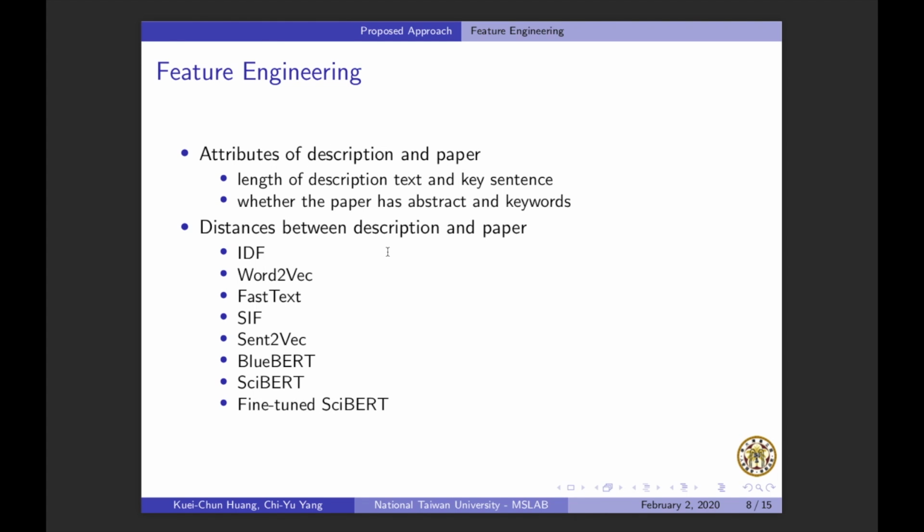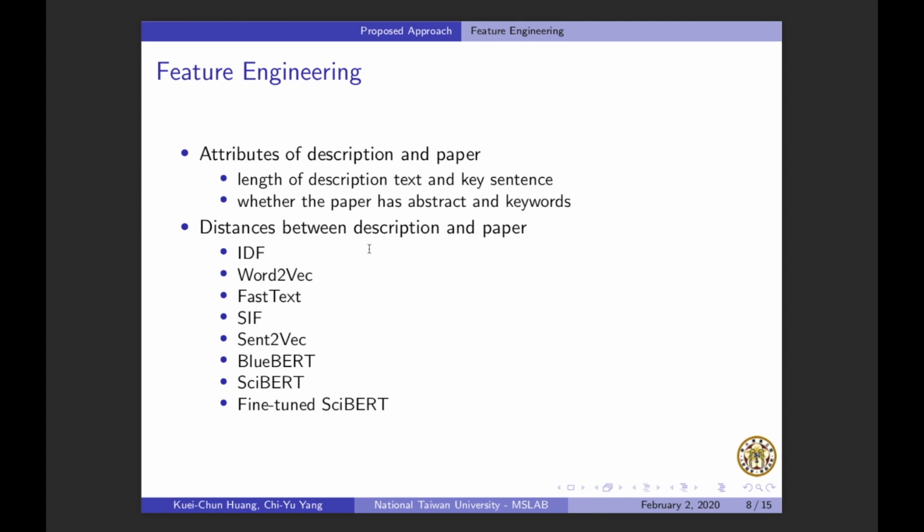Next, we move on to feature engineering. In this task, we are asked to find the most mentioned papers for each description. Therefore, the distance between description and paper must be quite important for the model to learn. However, we still employ 2 different directions of features for each recalled pair, and there were 217 features in total. The first was the attributes of description and paper. There are the length of description text and key sentence, and whether the paper has abstracts and keywords.